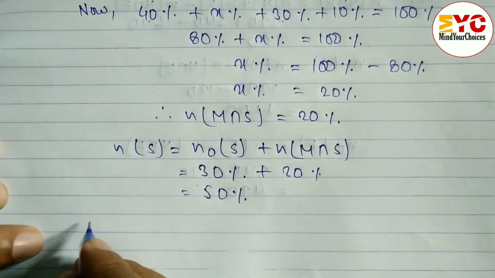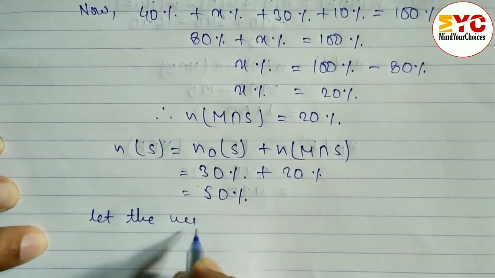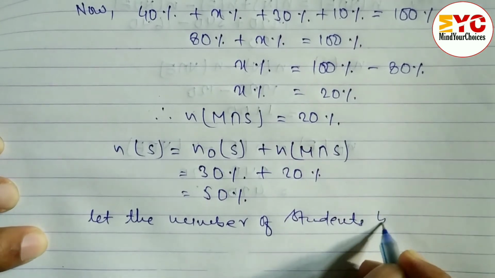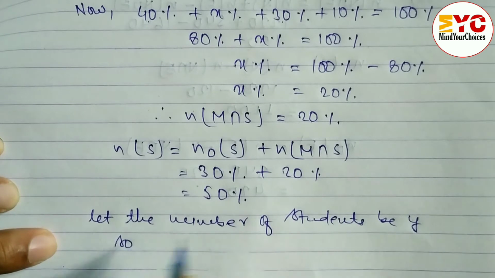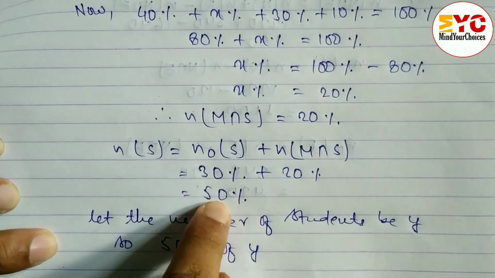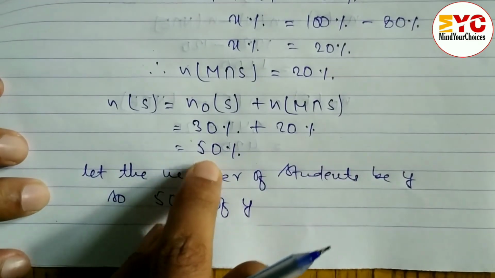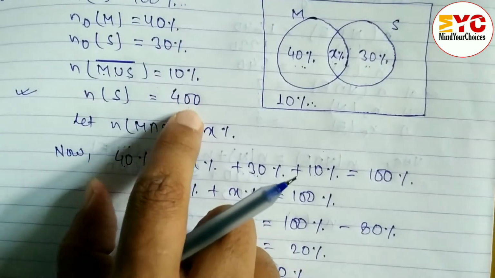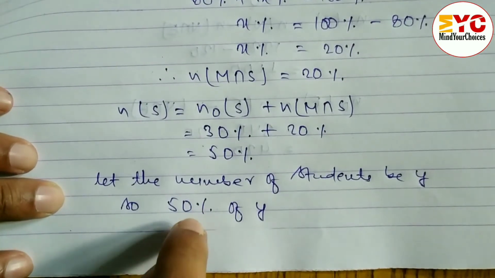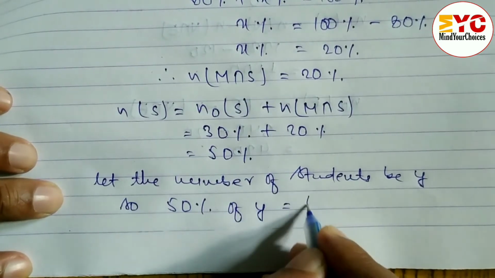Now n(S) is equal to this. Now we have to find the total number of students. Let the number of students be y. So 50% of y, 50% of students passed in science, and how many students passed? 400. It means this 50% of the total students is equal to 400. 400 students passed, and 50% passed is the same thing. This 50% passed of the total number of students is equal to 400.